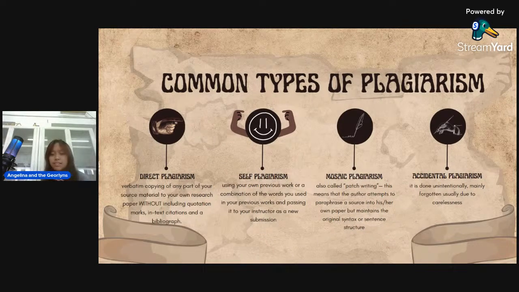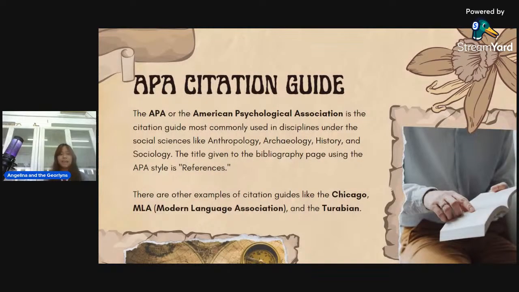Accidental plagiarism. It is done unintentionally, mainly forgotten, usually due to carelessness. This is where we should take in mind that when we cite a source, we should always cite someone's work or someone's phrase because it is not ours and it is their work. So we should really be careful when we do our research papers and do our citations to avoid these plagiarisms, because it's not ours.